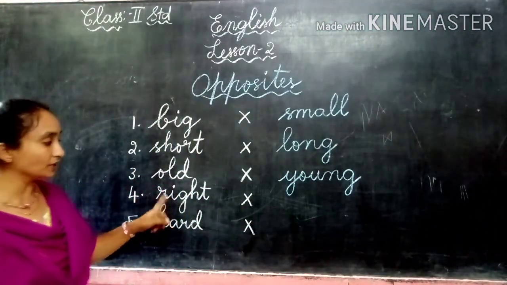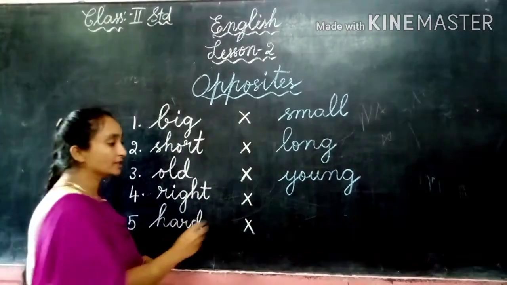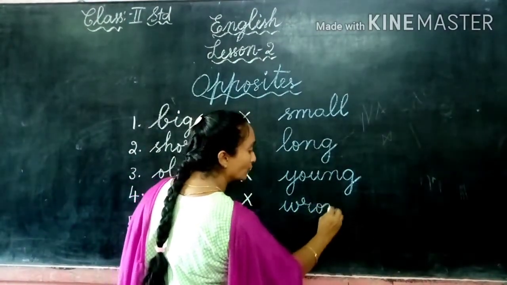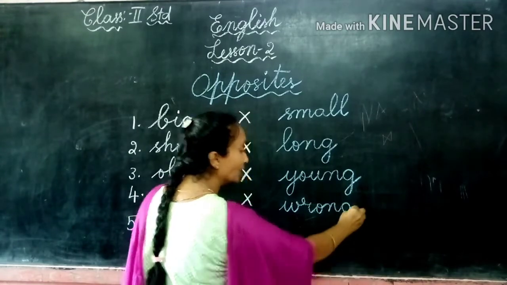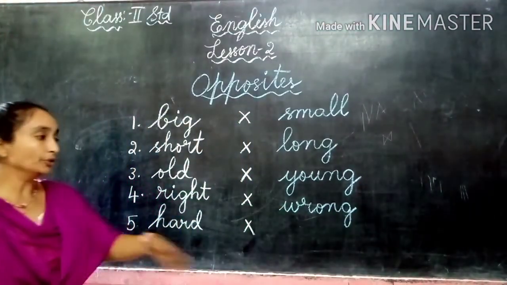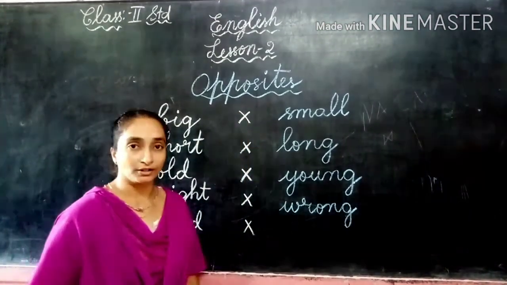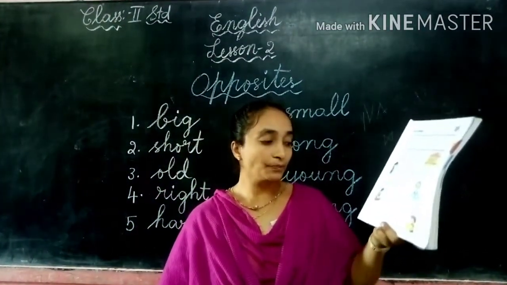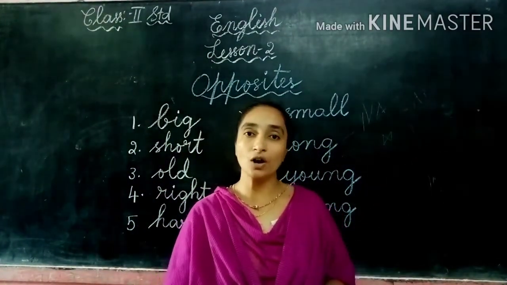So here we can write, children, R-I-G-H-T, right. The opposite of right is wrong. W-R-O-N-G, wrong. Right, wrong.